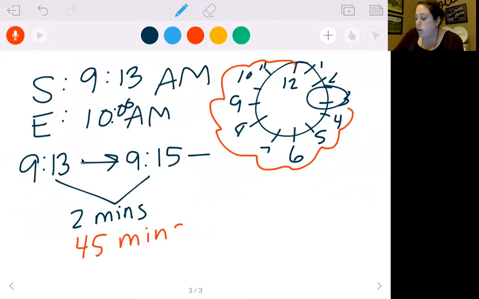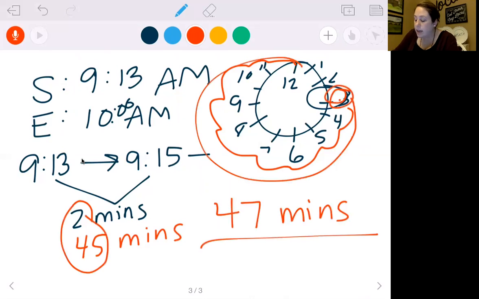So from 9:15, I started at the 3 and I counted by 5s all the way to my 12. That's 45 minutes. Let's add that to the 2 minutes I already have. So I get 47 minutes. Okay. So this time we could not do our little thing where we do the subtracting. So we have to start at 9:15, which 15 is always on the 3. Now to get to 9:15, we counted up for 2 minutes. Then we counted by 5s till the 12, got 45 minutes, added that to our 2 minutes, and we get 47 minutes.